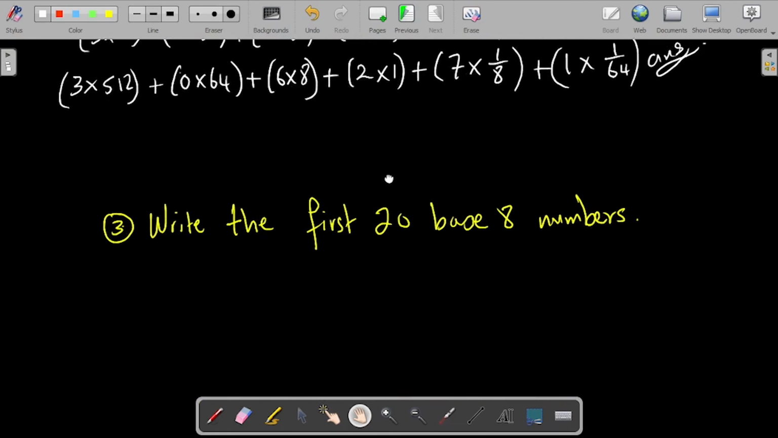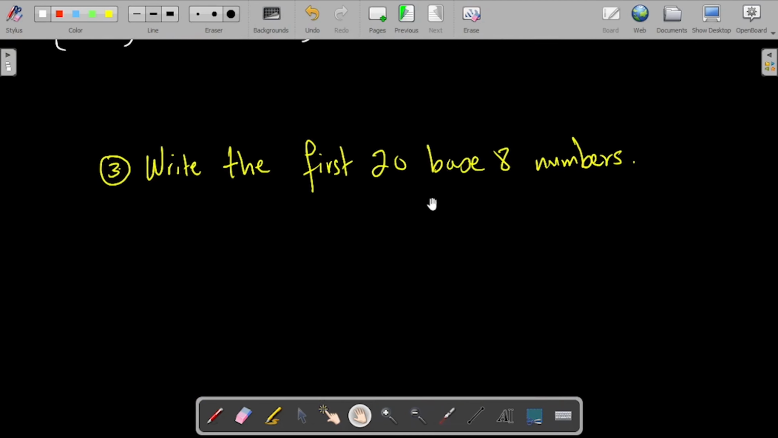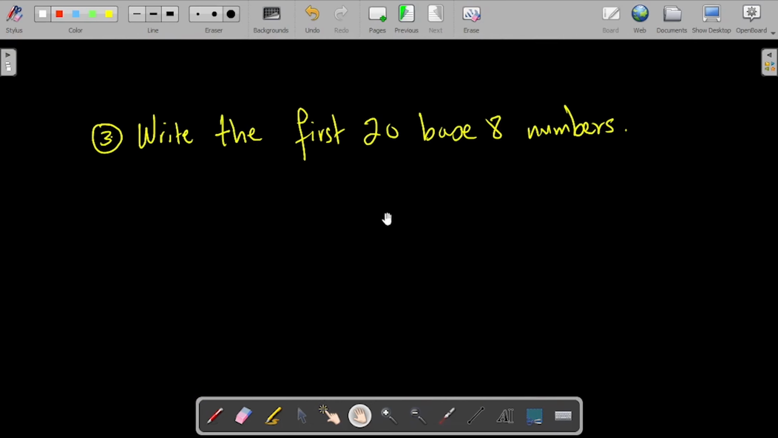Next question says write the first 20 base 8 numbers. So when we are counting, we start from 1. So we have 1 base 8, 2 base 8, 3 base 8, 4 base 8, 5 base 8, 6 base 8, 7 base 8, and we cannot have 8 because remember 8 is not allowed. So after 7 base 8 we have to say 1 0 base 8. We do not say 10 base 8, but we say 1 0 base 8. Then 1 1 base 8, right?